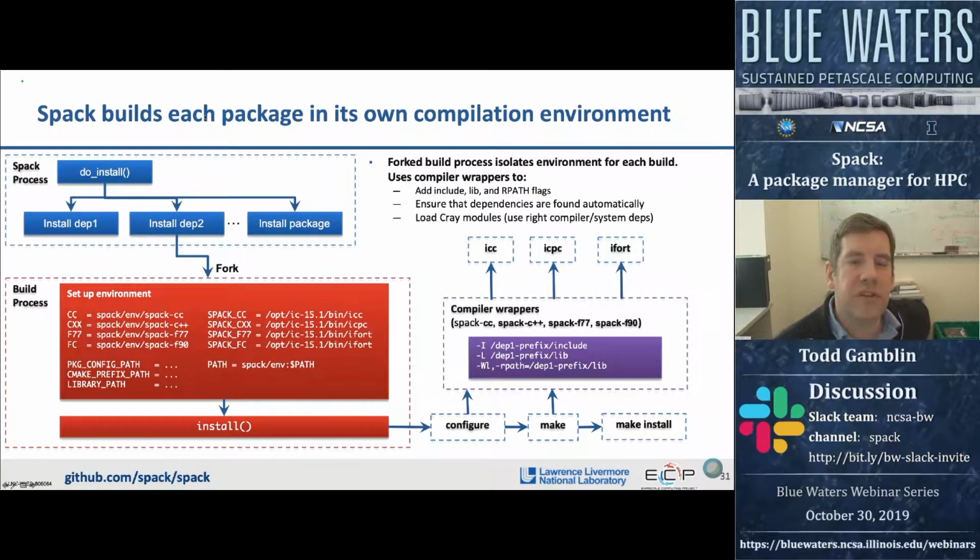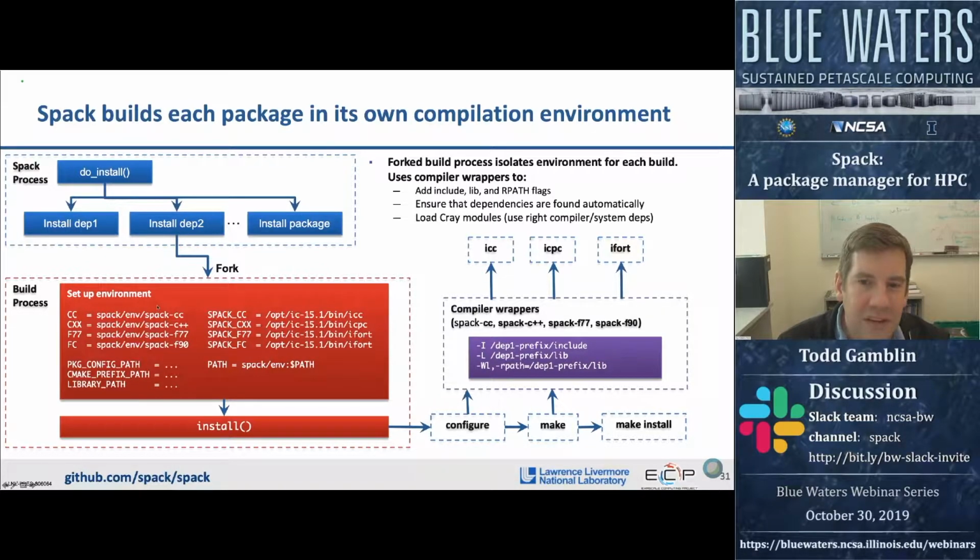So just some gory details for people who are curious for how we actually do this. The Spack build environment is fairly sandboxed. So essentially, there's this install process. For each dependency that we want to install, we will fork off another process. And inside of that forked process for the build, we'll set up a special build environment.